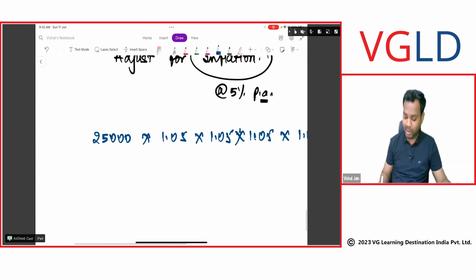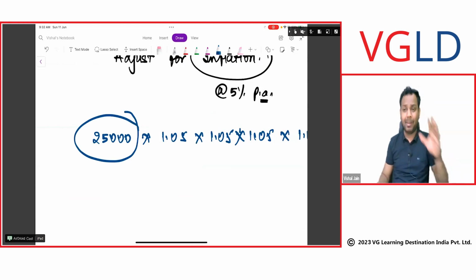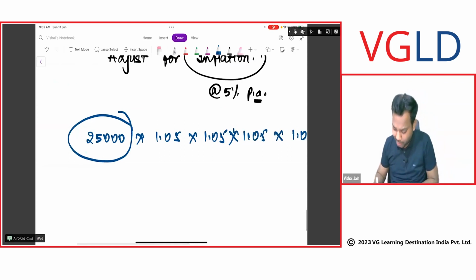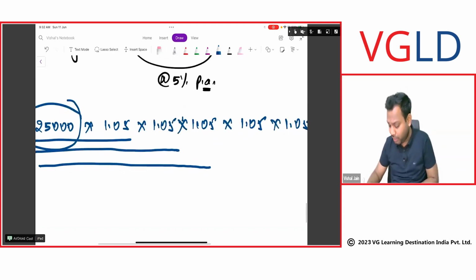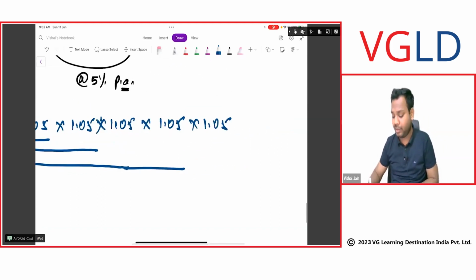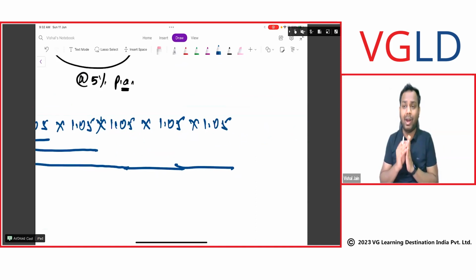So this is the amount estimated at the date of purchase. This is the amount at the end of the first year, the end of the second year, the end of the third year, the fourth year, and the fifth year. So what we have done is increased the amount considering the inflation rate in the country.